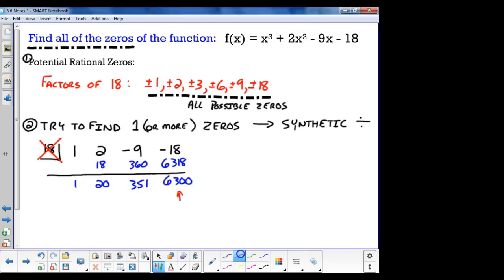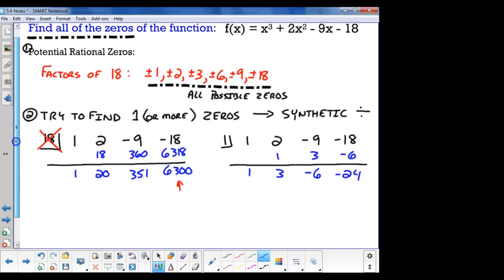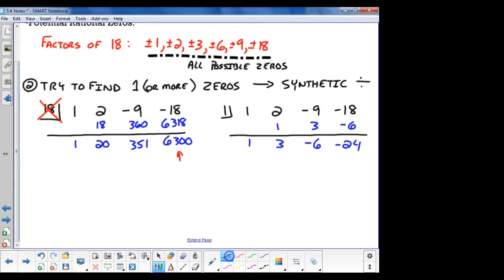Let's try 1. Okay? Now for me, I usually start at the low end and work myself up to the high end, but you guys started on the high end, and that's just fine. Okay? So again, I'm looking for a 0 at the end. 1, 1, 3, 3, negative 6, negative 6, negative 24. Not a 0, right? Okay? All right. So, give me another one to pick.